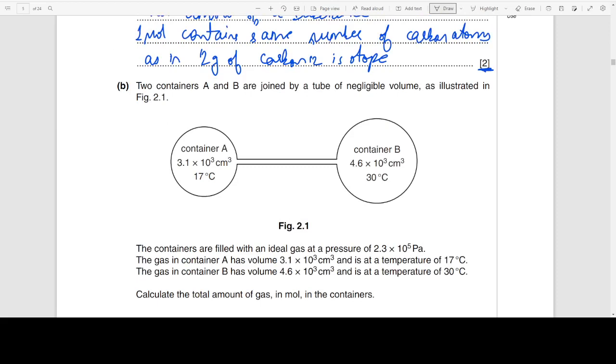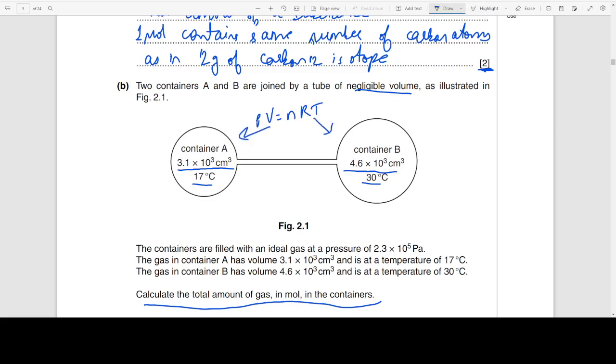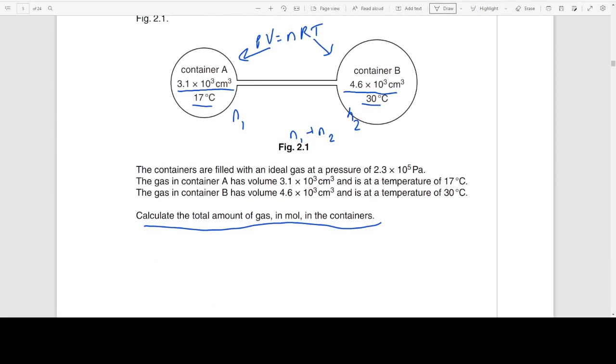Two containers A and B joined by a tube of negligible volume as illustrated in this. So okay, we are given the volumes and the temperatures. So what do we have to find? Calculate the total amount of gas in moles in the containers. So we can just use PV equals nRT for both of these, and let's say we get n1 and n2, so we can just simply add n1 and n2 in the end. So let's calculate.